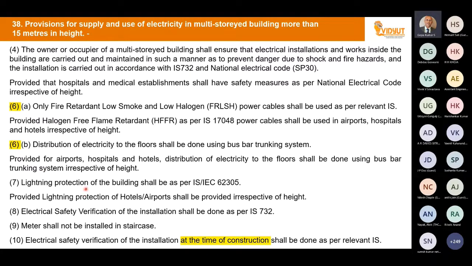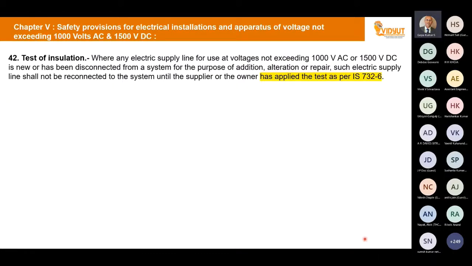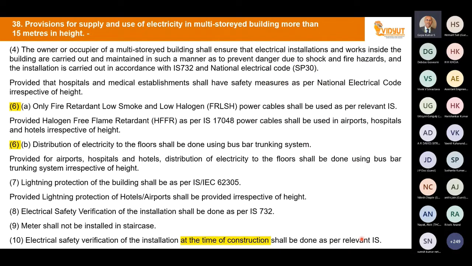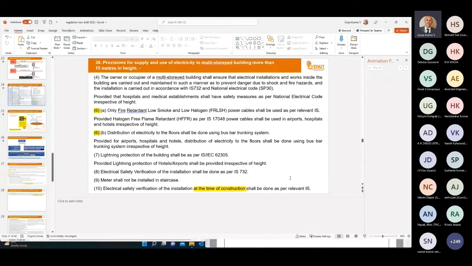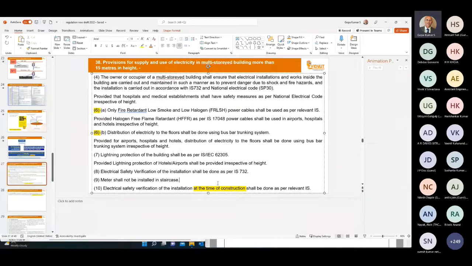Then lightning protection shall be as per 62305. Electrical verification, please note at sub-regulation number 10: electrical safety verification of the installation at the time of construction shall be as per IS, sorry, something is missing, a little bit is missing. It is as per IS 732.